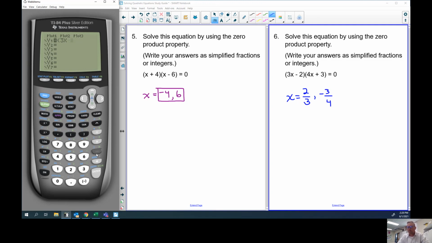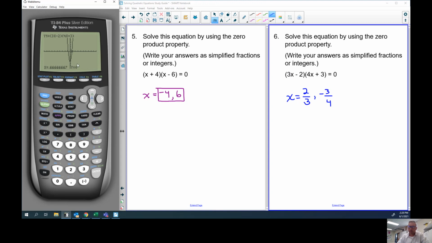3x minus 2 times 4x plus 3. Graph it. So there's a negative answer and a positive answer. Hit the trace, 2/3. There it is.